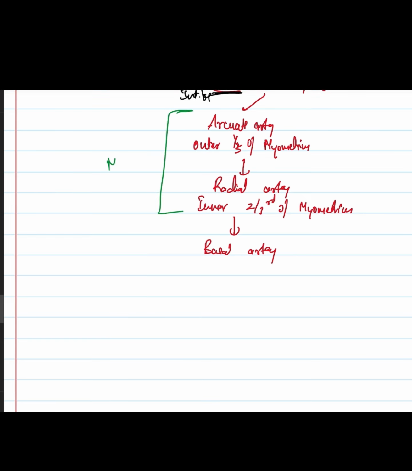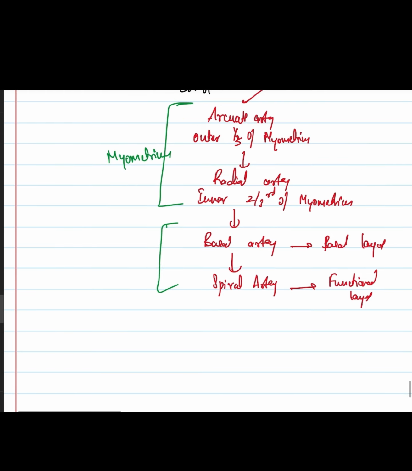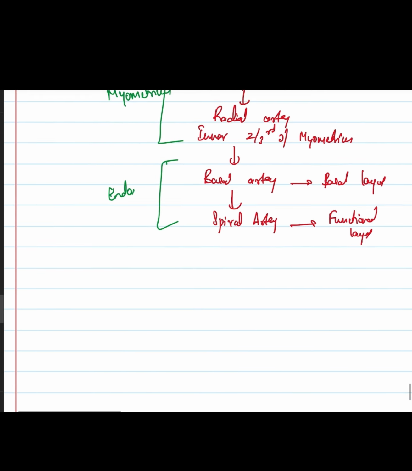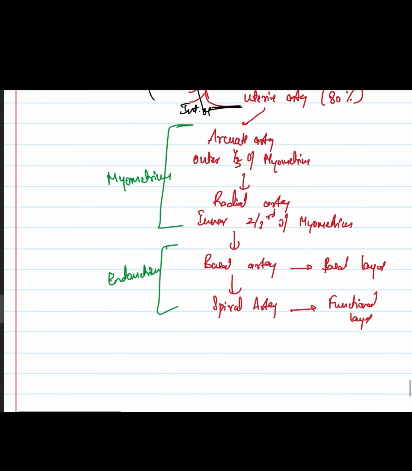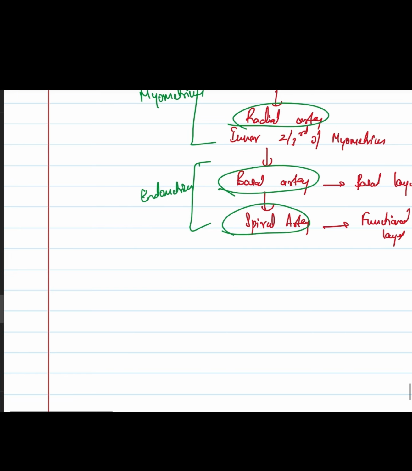And these two have taken care of the myometrium. Now we are left with the endometrium. So the basal artery supplies the basal layer of your endometrium. Next comes the last one, the spiral artery, which supplies the functional layer of your endometrium. Okay, two branches for the myometrium, two for the endometrium. You have to remember how the uterine artery branches.